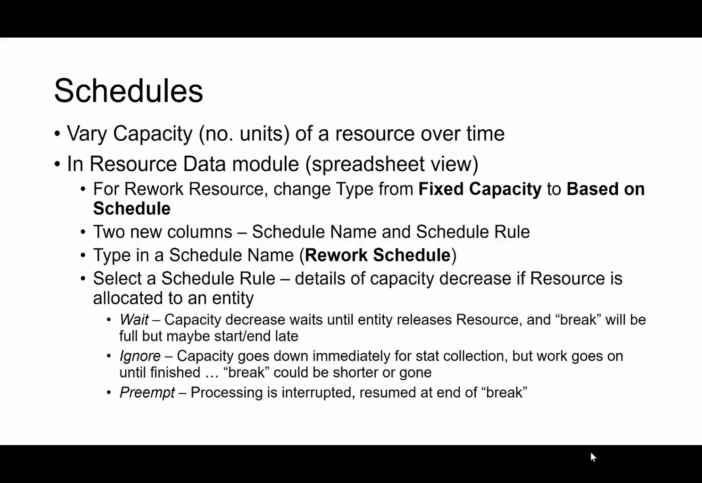Wait: capacity decrease waits until the entity releases the resource, and the break will be full, but maybe start late. Ignore: capacity goes down immediately for statistics collection, but work goes on until finished, so the break could be shorter or gone altogether. Or preempt: processing is interrupted, resumed at the end of the break.